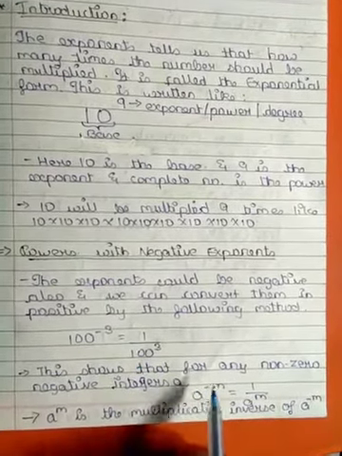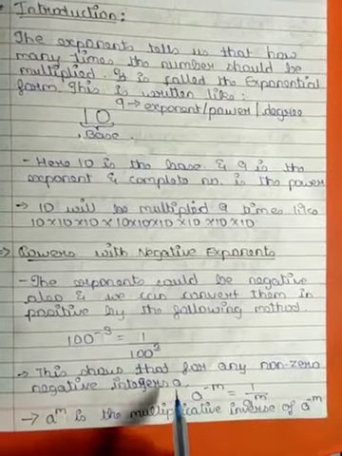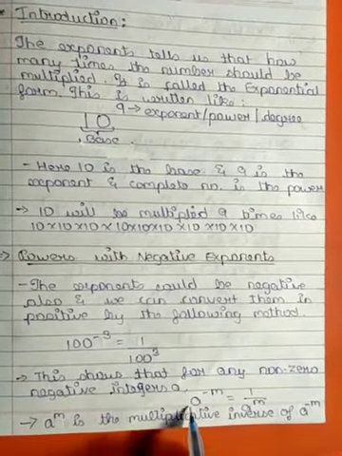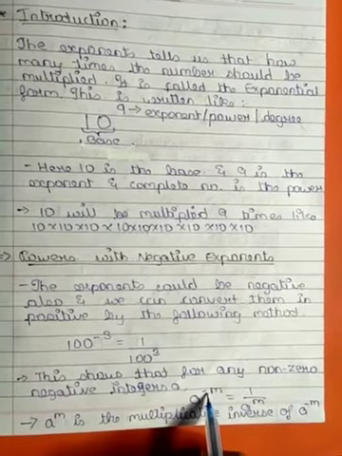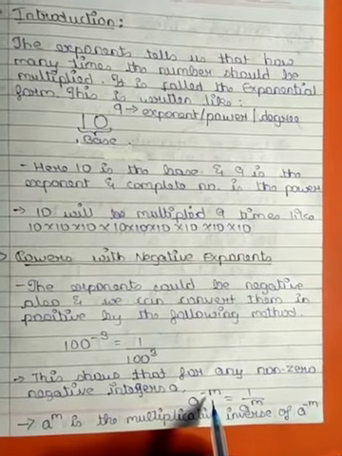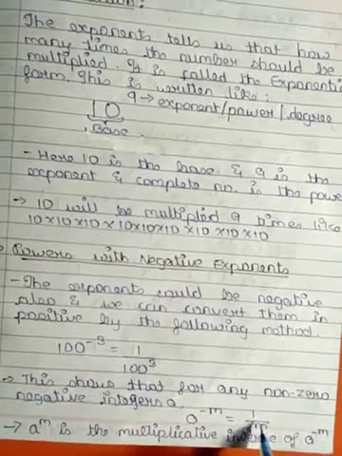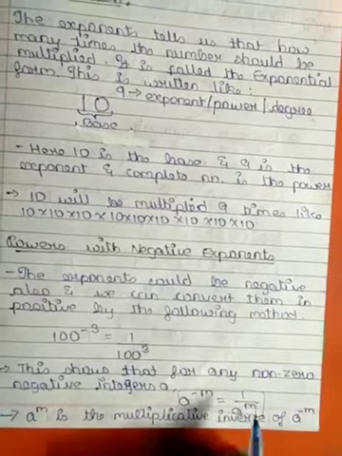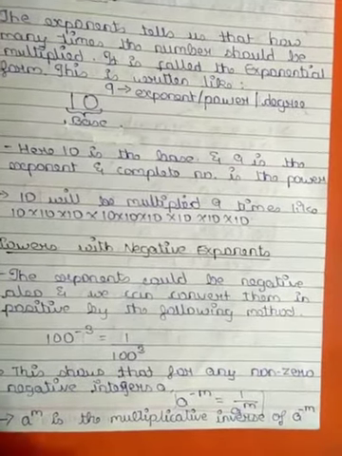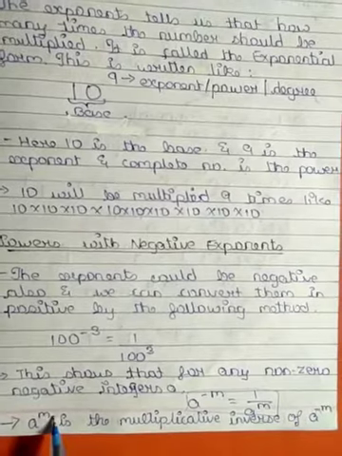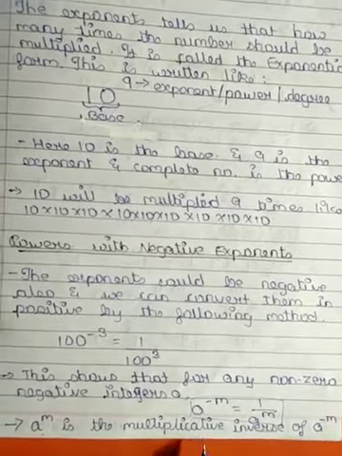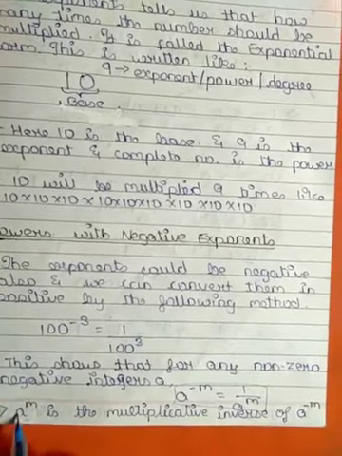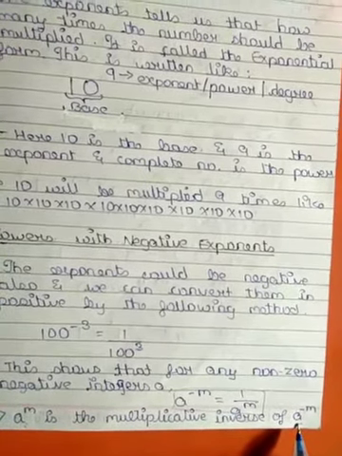So this shows that for any non-zero integer a, the format will be a raised to minus m. Wherever there is a negative exponent, it will be converted into positive by 1 by a raised to m. This is the standard form of converting a negative exponent into positive. And the other one is that a raised to m is the multiplicative inverse of a raised to minus m. So this is also the multiplicative inverse of a raised to minus m.